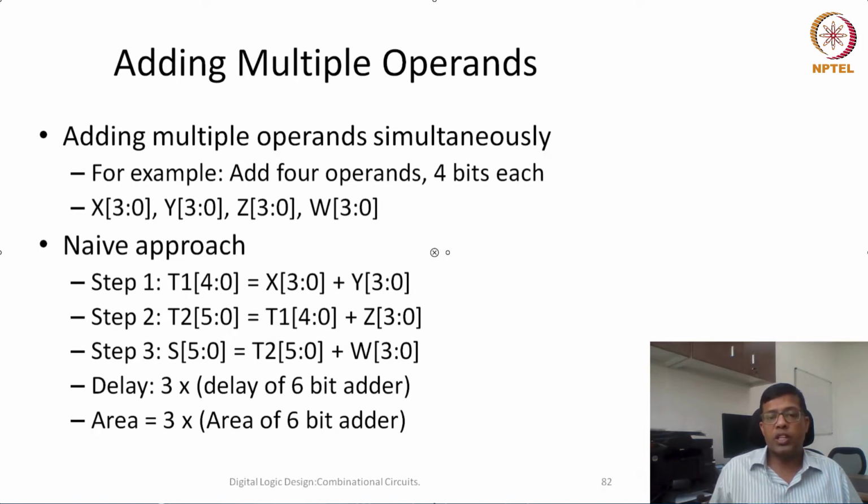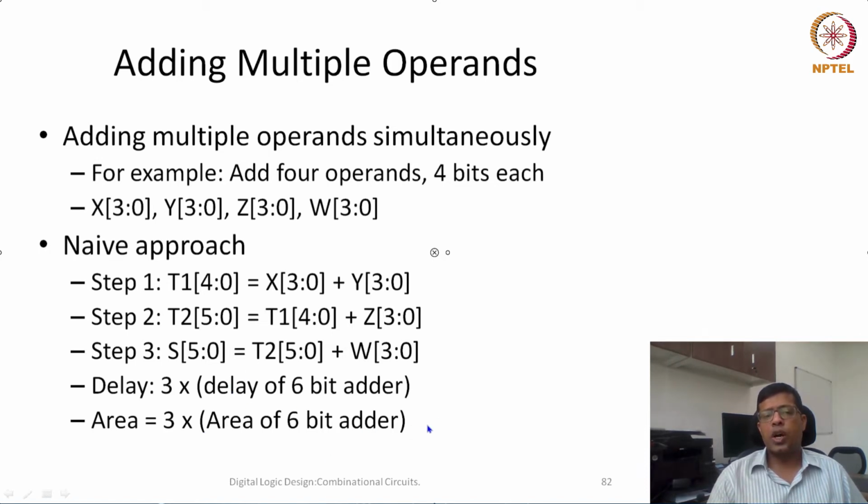So 6-bit we are taking conservatively. Although step 1 would require only a 4-bit addition, step 2 would require a 5-bit addition, and step 3 would require a 6-bit addition. Otherwise, we could also have taken the delay of a 4-bit adder plus the delay of a 5-bit adder plus the delay of a 6-bit adder. Similarly, for area we can say the area of a 4-bit adder plus the area of a 5-bit adder plus the area of a 6-bit adder. So this is going to be the area and delay.